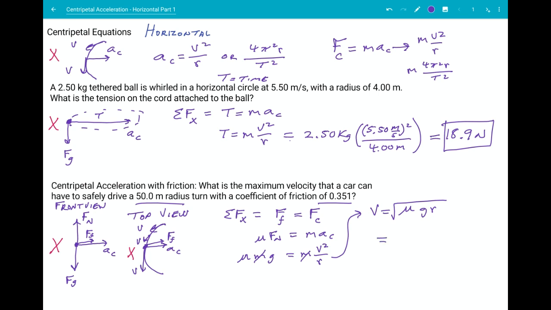Well, let's put in some numbers and see what happens. We have 0.351 times 9.80 meters per second squared, and the radius is 50 meters. And we'll square root that. Punch that in the calculator, and we're going to get 13.1 meters per second. So if you go any faster than this, you're going to exceed the coefficient of friction, and the car is going to slide right out.